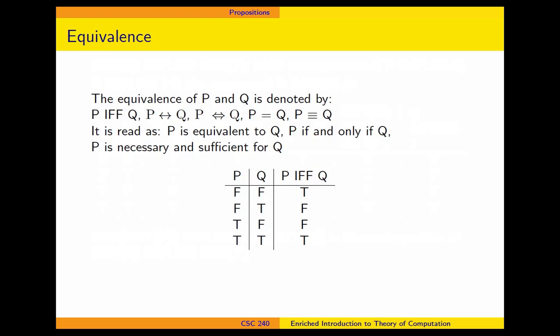Recall, when we say that two propositional formulas A and B are logically equivalent, we mean that they have the same sequence of truth table entries. This is the same as saying that all truth table entries of A if and only if B are true.